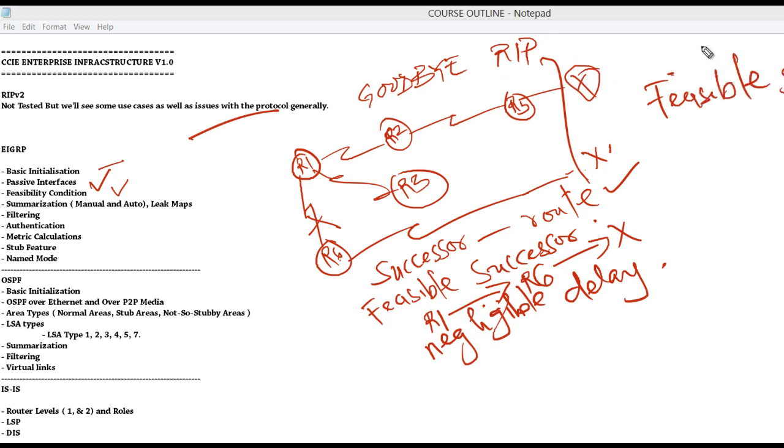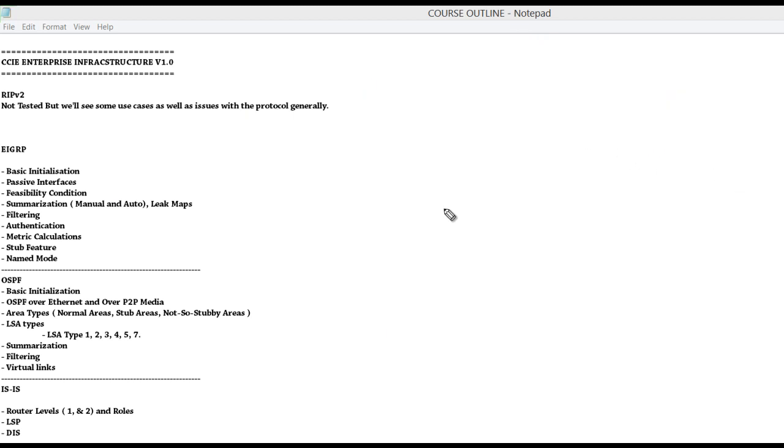I'll show you why EIGRP will or will not make it a feasible successor. And even if EIGRP does not make a route a feasible successor, it does not really matter, as it doesn't mean it will discard the route. The only difference is that EIGRP will not quickly take that route into the successor state once it loses the link to its successor route. That's just the difference.